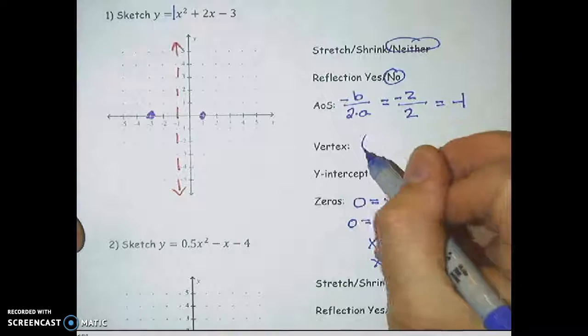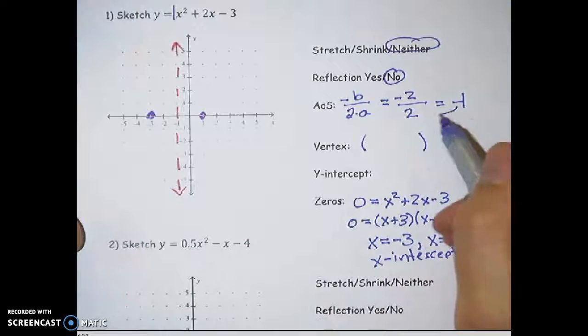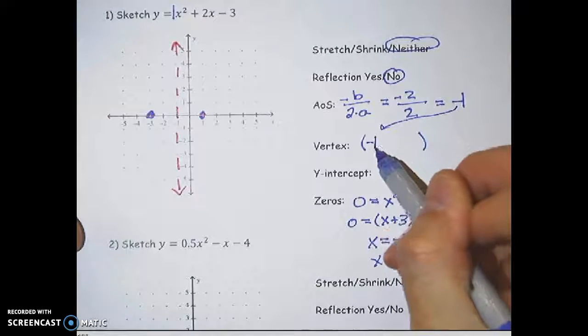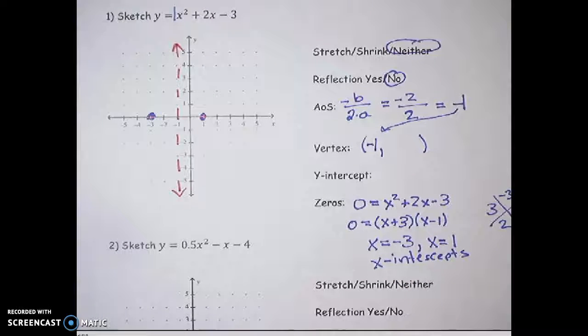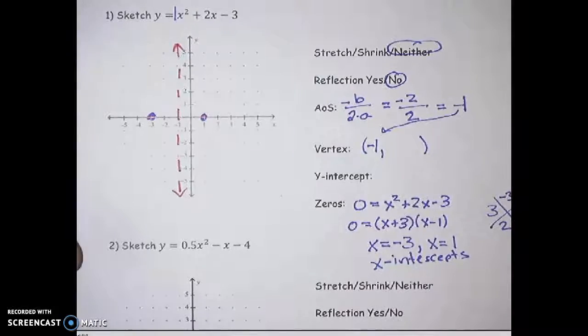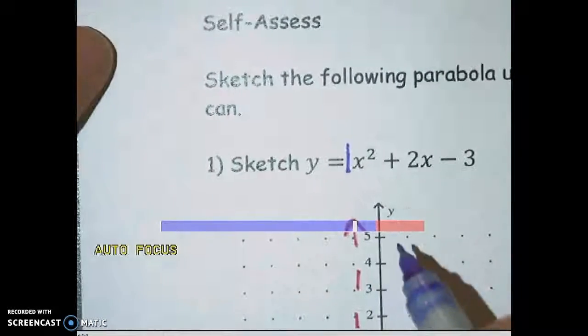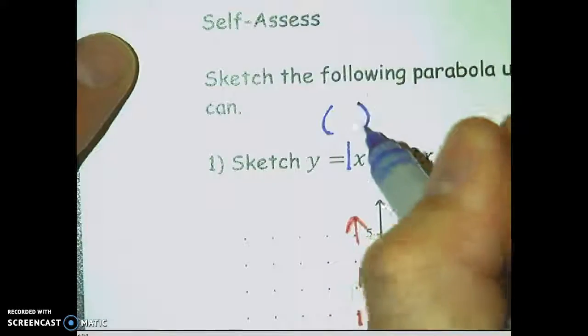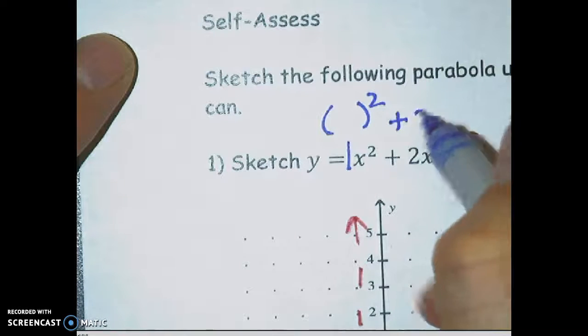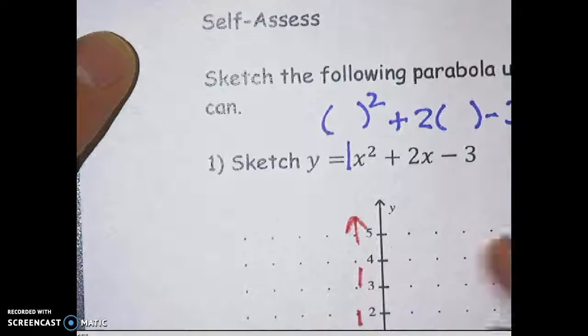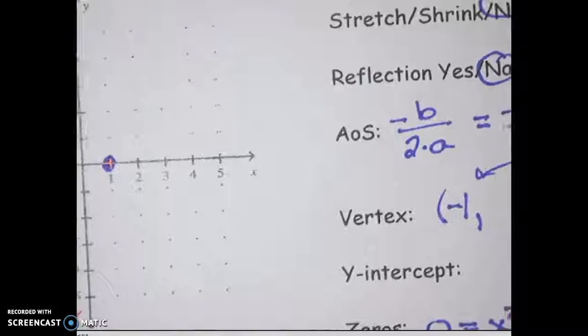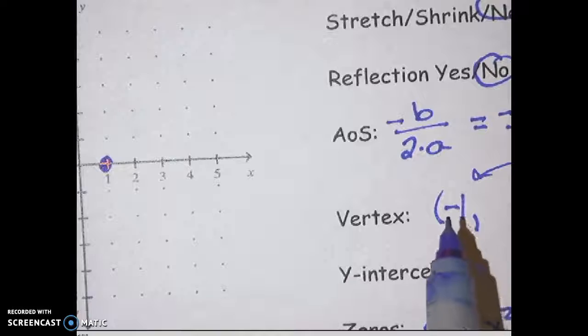Vertex again is a point. It's the turnaround point. Whatever your axis of symmetry is, that's your x value for your vertex. And then you just have to plug that -1 into here. So if we just come back up and zoom in, everywhere we see an x, we just take that x out and replace it with whatever our vertex is. So in this case our vertex was -1.